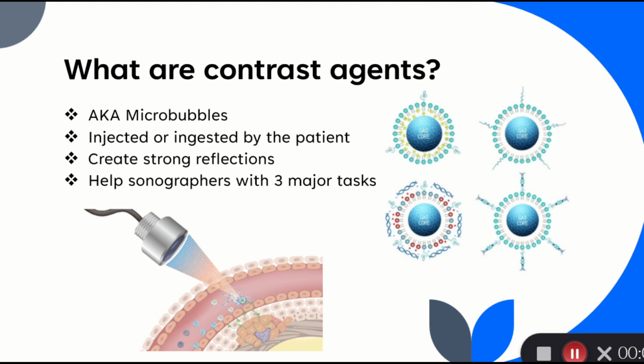Contrast agents help sonographers with three major tasks. First, they help identify lesions when the lesion's echogenicity is similar to the surrounding tissue. Second, they characterize lesions through documentation of arterial and venous phases. Third, they have added Doppler detection in weak flow areas.